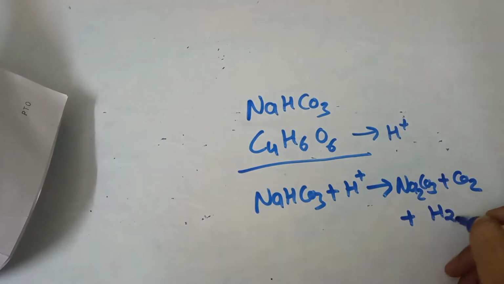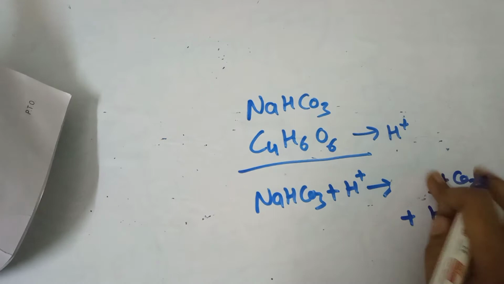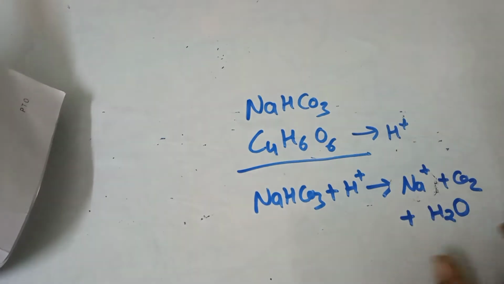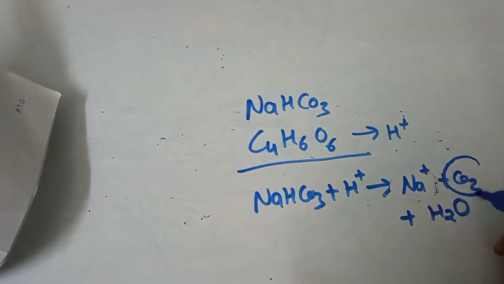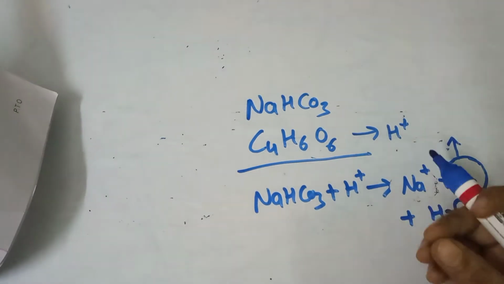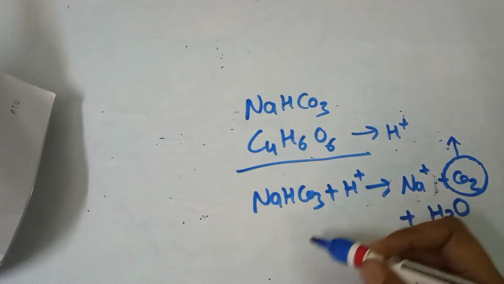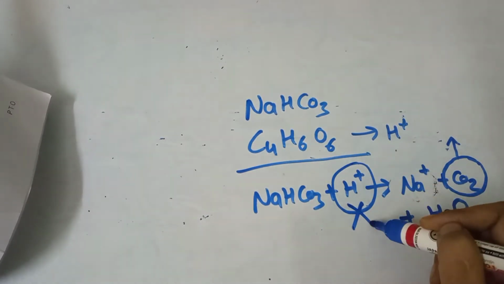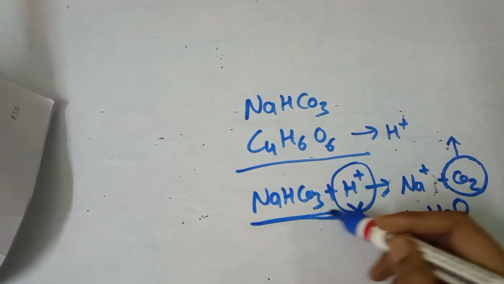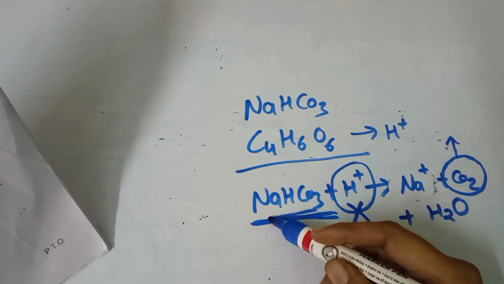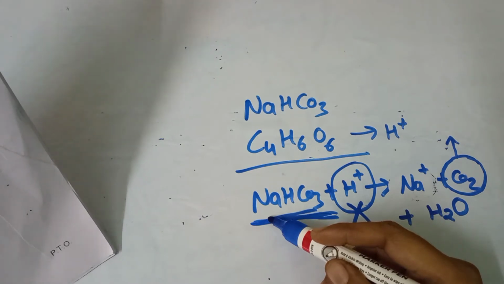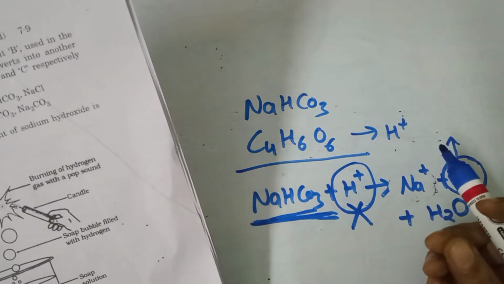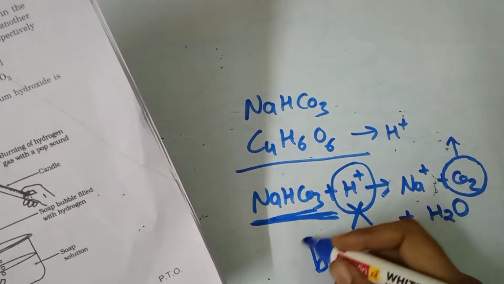The products of this reaction are this, and CO2, because it is a gas, so it makes the cake fluffy. So if tartaric acid is not there, then the H+ ion will also not be there, and in this case the presence of sodium carbonate makes the bitter taste. So B is the right answer.